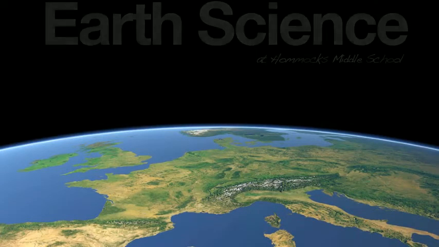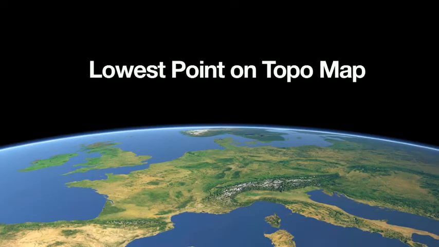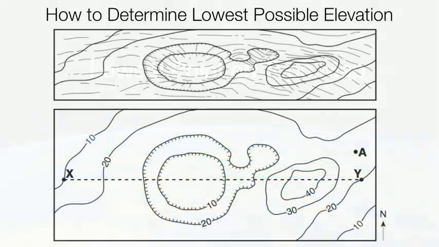Today we're going to be talking about topographic maps, specifically finding the lowest possible point on a map. First off, before you do anything, you've got to figure out the interval. Most of the time the interval is going to be given to you at the bottom of the map, but in this case it's not.